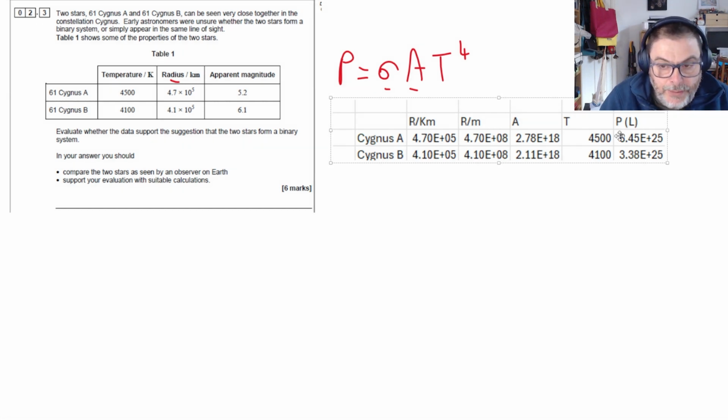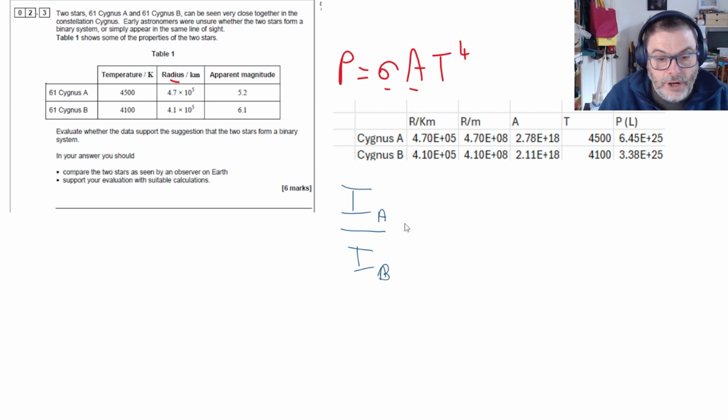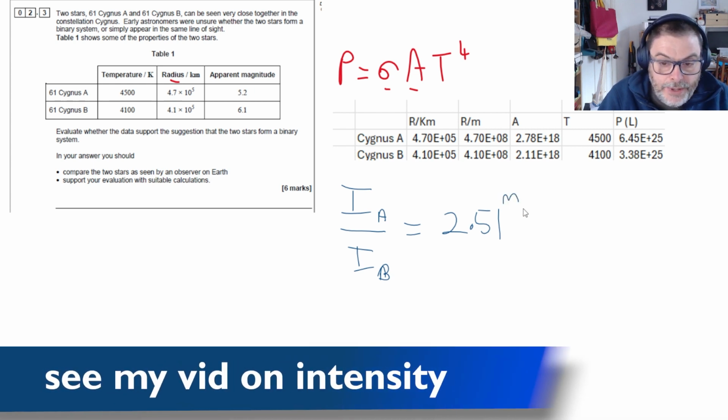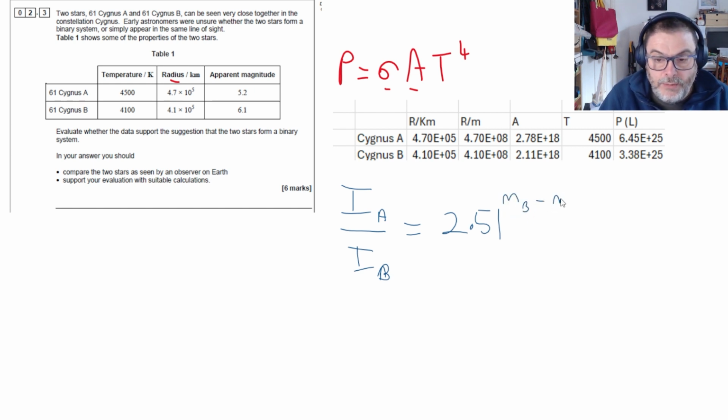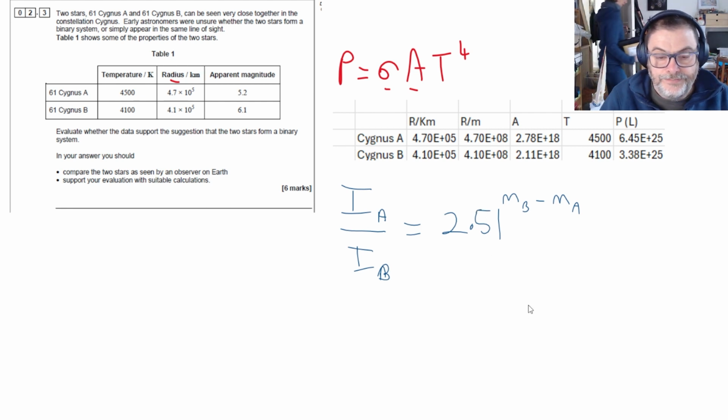So now we know the power, which is another way of saying luminosity, which is the energy leaving the star per second. We also have in this table the apparent magnitude, which is a measure of the energy arriving at the surface of the Earth. And as you probably recall, there's a formula that gives us the ratio of the intensities. So I'm going to say I_A over I_B is going to equal a strange number, 2.51, to the power of m_B, which is the apparent magnitude of B, take away the apparent magnitude of A. Now, if you want to know more about that, I've made a video on that, and I'll leave the link to it in the description.